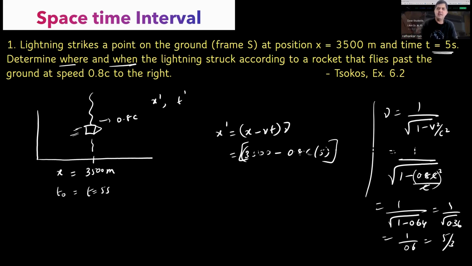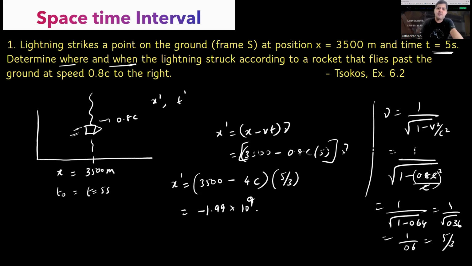Now where will I substitute this? I will substitute it here, in the gamma, right? So x dash will now be equal to 3500 meters minus 0.8c into 5, into 5 by 3. Okay, so this value comes out to be minus 1.99 into 10 to the power of 9 meters, which is nearly equal to minus 2 into 10 to the power of 9 meters.